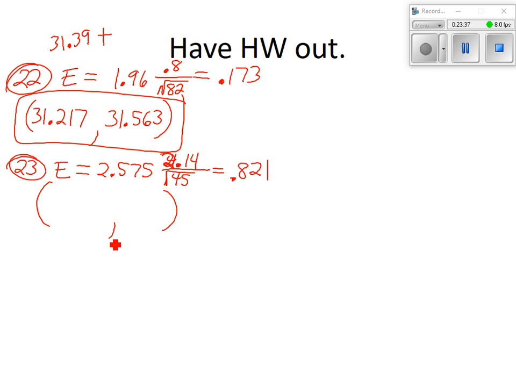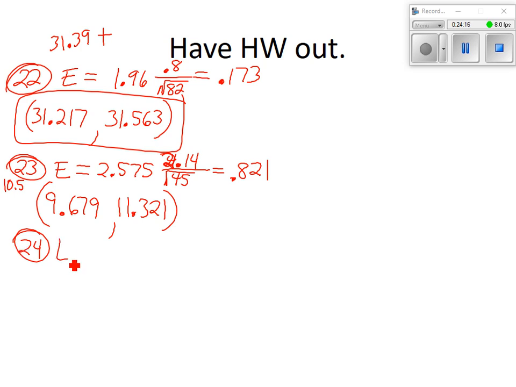Our X bar this time was 10.5, is that right? Yeah. It's 10.5 minus that. 9.679. 10.5 plus that. 11.321. Again, we're going out farther. If I looked up this answer in the book, it would probably say 9.7 to 11.3. We're going out farther than what the book actually wants us to go out, but it's not hurting anything.